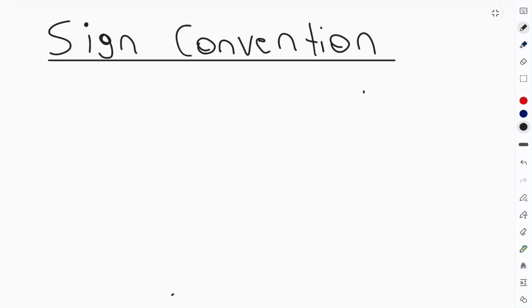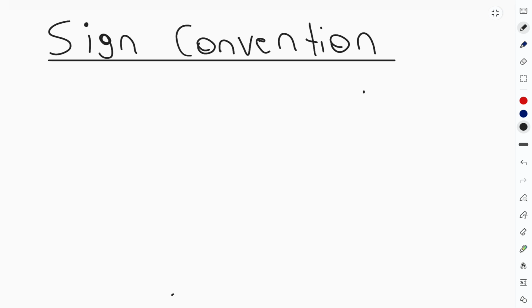Okay, grade 12s. Another thing that confuses a lot of people is the sign conventions. Remember, signs are very important because in your calculations, signs make a lot of difference. Using a wrong sign in a certain equation can give you a totally different answer from what is expected or the answer on the memo. So it's important to know our signs.